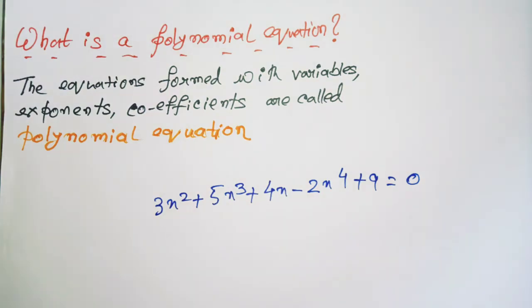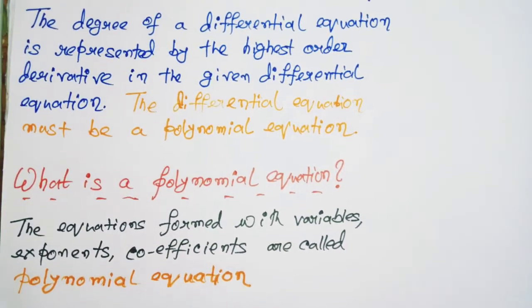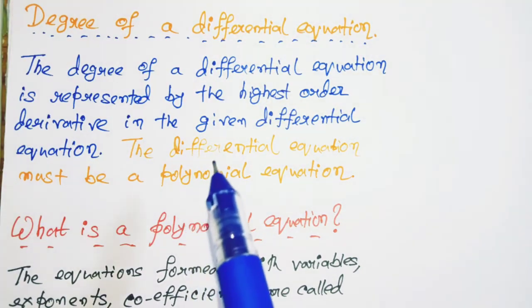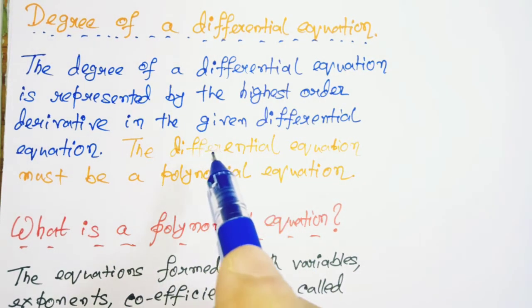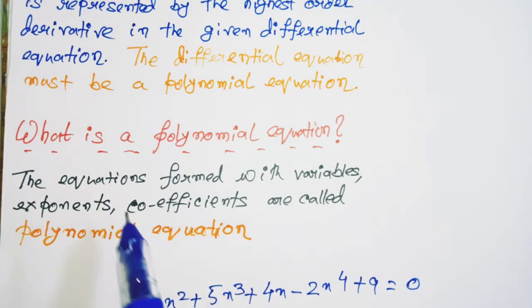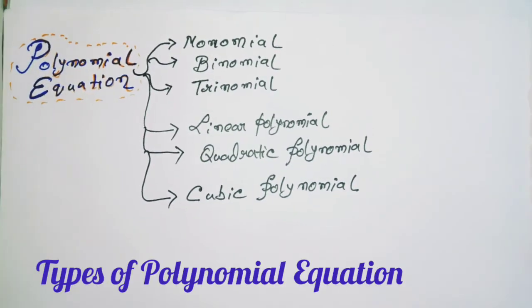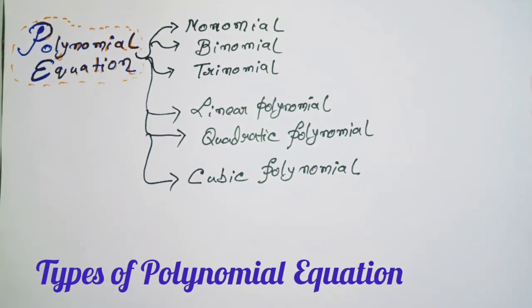Now, you need to understand that in order to find the degree of a differential equation, the first condition is that the differential equation has to be a polynomial. And what is a polynomial? It is formed with variables, exponents, coefficients, which is called a polynomial equation. We'll come to this part a little bit later, but I would like to show you something a little bit different. A polynomial equation can be further divided into these parts: monomial, binomial, trinomial, linear, quadratic, and cubic.